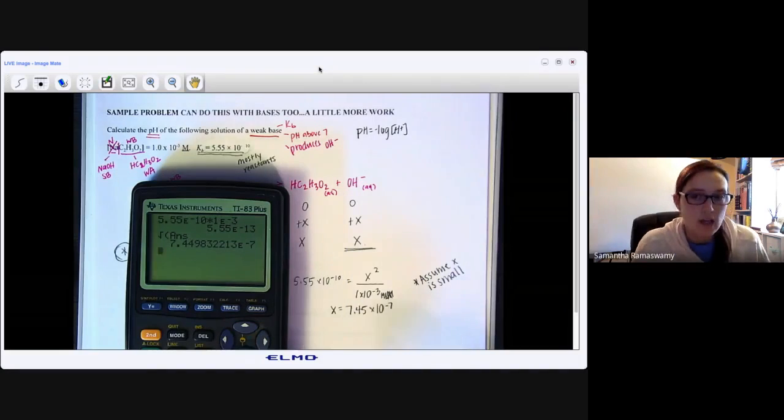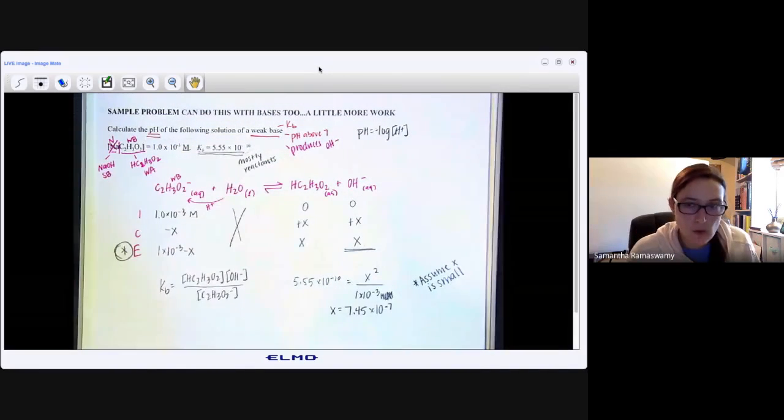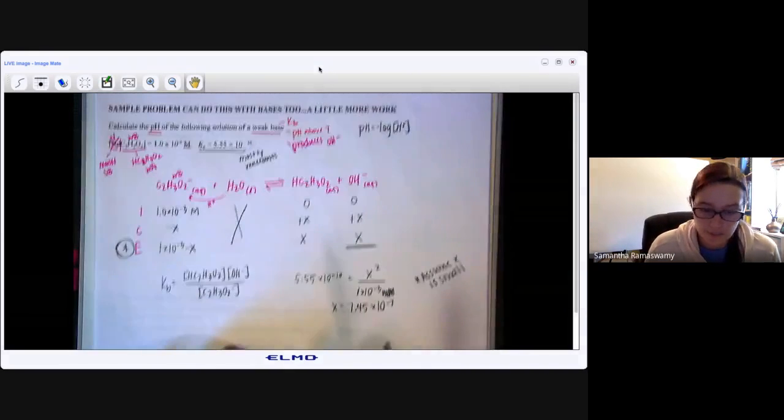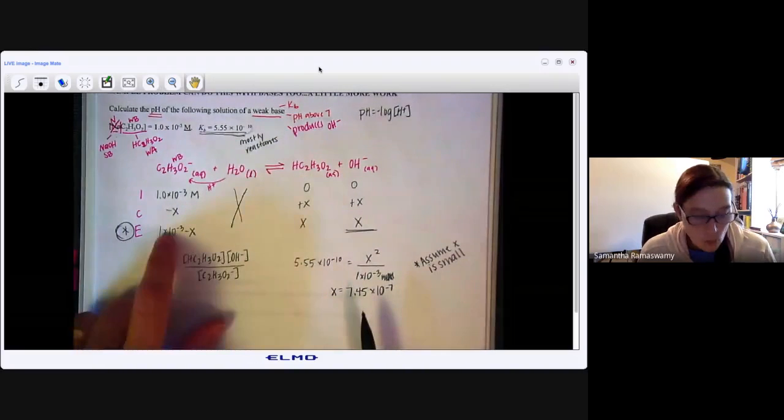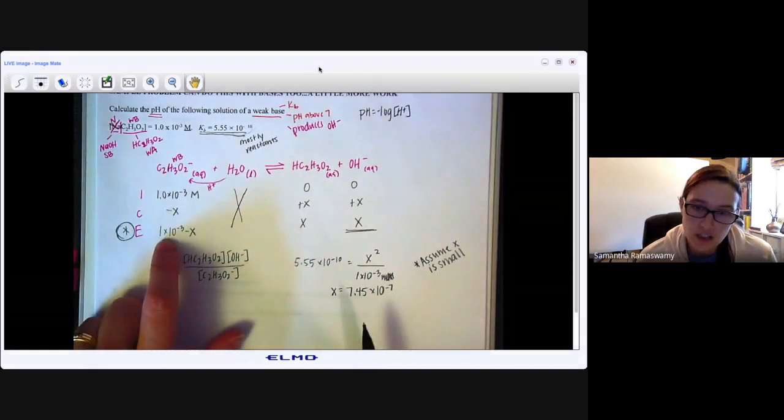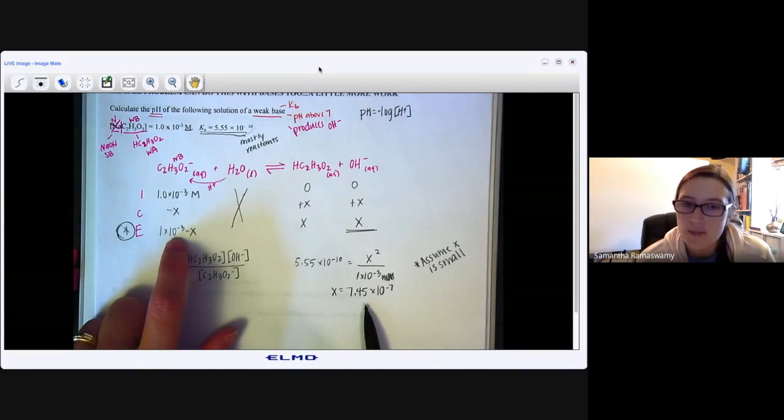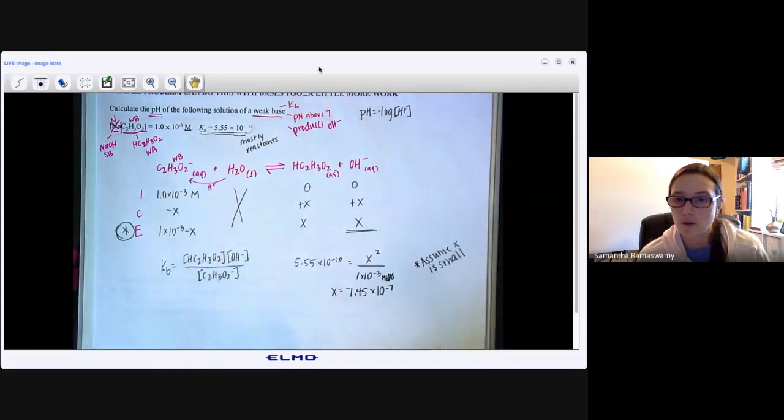So going back to the question before on why we assume x is small. 1 times 10 to the negative 3rd minus 7.45 times 10 to the negative 7th. This is such a small number. Your equilibrium for this is still 1 times 10 to the negative 3rd. So that's why we can assume x is so small, right? It doesn't really make a difference.